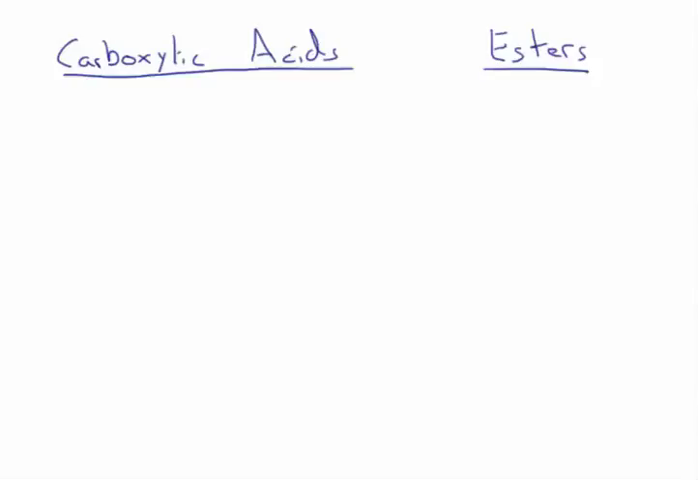In this video, we're going to talk about carboxylic acids and esters. A carboxylic acid contains the carboxyl group. The carboxyl group has a carbon double bonded to an oxygen, single bonded to another oxygen, with the hydrogen on the end. This is what we would call an organic acid.